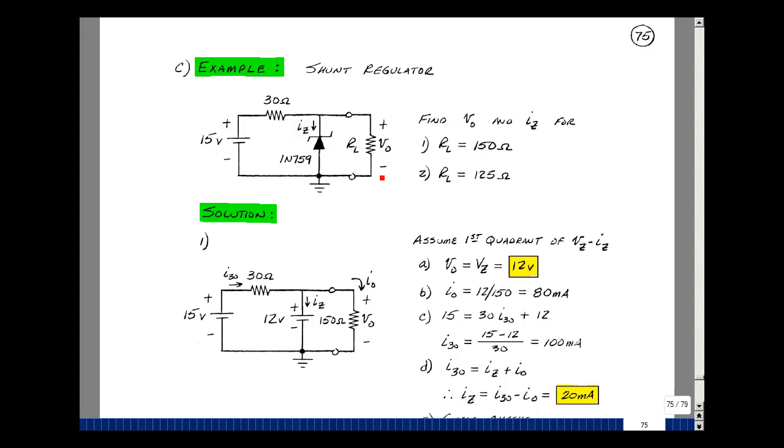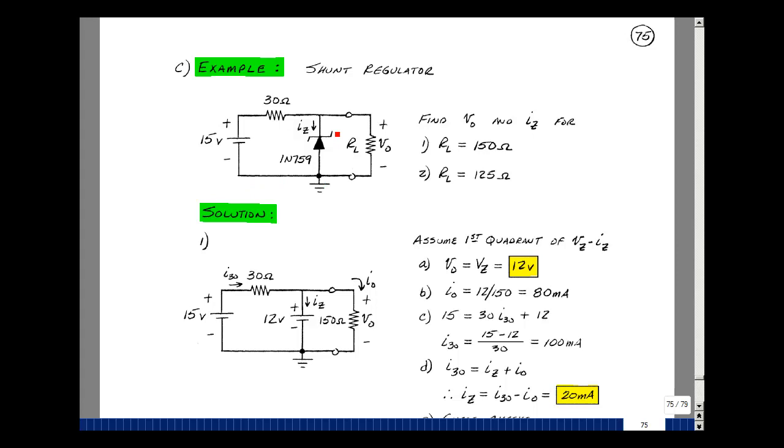Could you find the voltage across the load and the current in the Zener diode? This is a 1N759 Zener diode. If you look that up on the web, find its datasheet, that is a 12-volt Zener diode. The Zener diode can only absorb power. The only source of energy here is the 15-volt source, so current's going to come out of its terminal and try to come back this way and try to come back this way. Of course, you can do that.